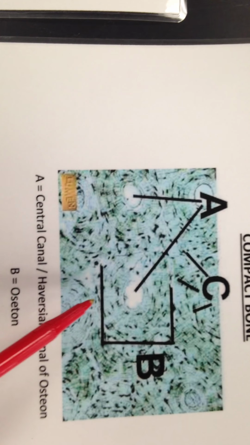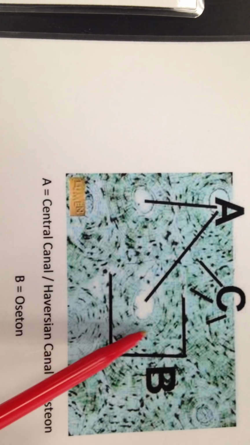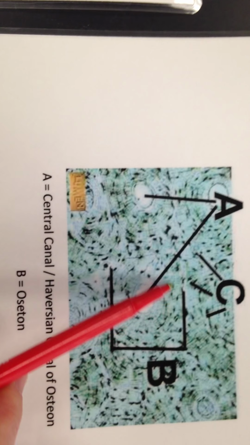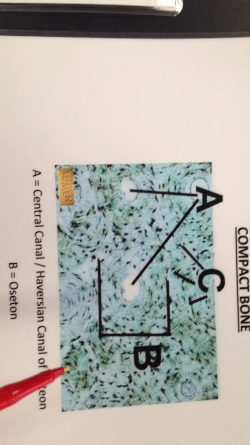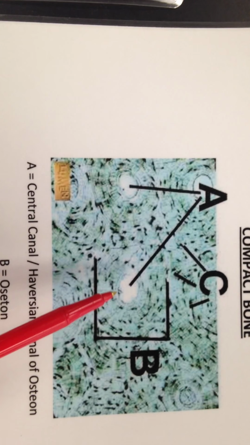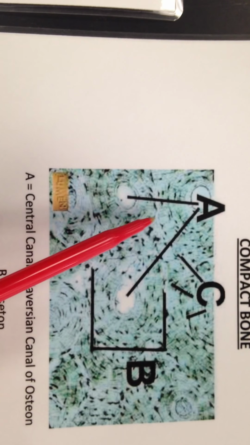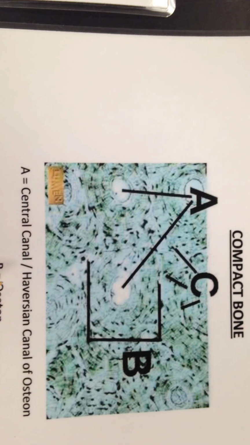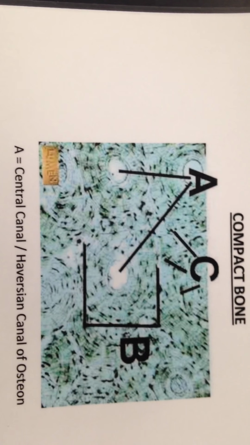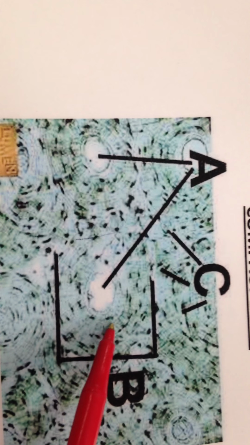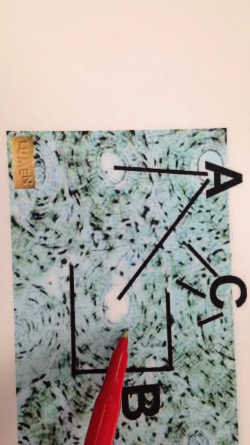Then we have compact bone. So remember, in compact bone, the lamellae is organized into concentric rings to create osteons, and then many osteons come together to make up the compact bone. Here in the middle of each osteon we find a central canal, and that's going to be carrying blood vessels and nerves into the bone. Then if we take a closer look, we can see here an osteocyte within its lacunae.